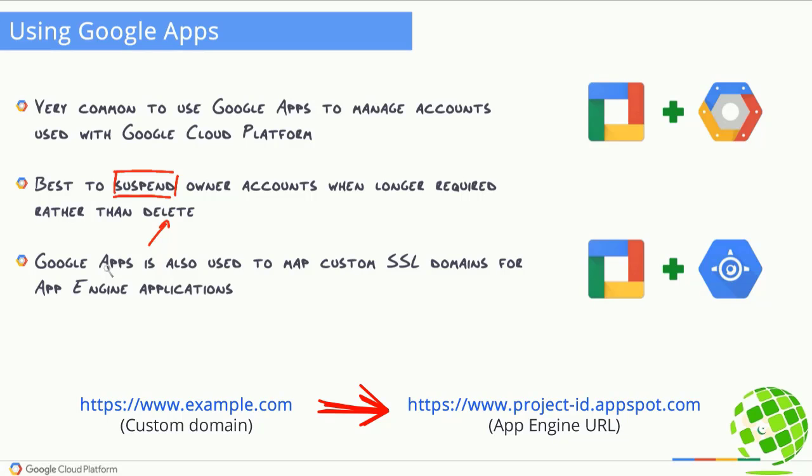This is also where you're going to manage your custom domain mappings for your App Engine apps. So once you build and deploy an App Engine app, you're going to get a URL that you can access your application in the form of projectid.appspot.com. If you want to wire up your own custom domain, then you'll need to do that through Google Apps. You can get with your administrator.